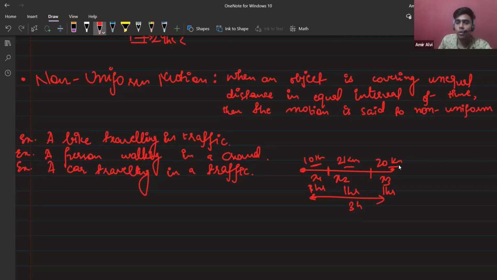Alvina, Aris, Rima, got my point? Yes, sir. Very good. So 10 kilometers, 2 kilometers, and 20 kilometers, which is 30 kilometers basically, and it is not covered equally. In the last phase, you have covered more distance. In the middle phase, you have covered the least distance, and in the first phase, you have covered a distance of 10 kilometers.